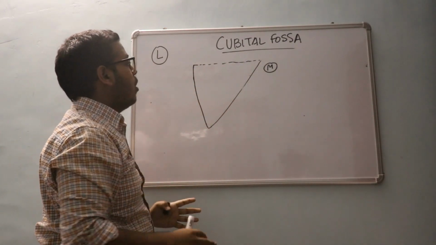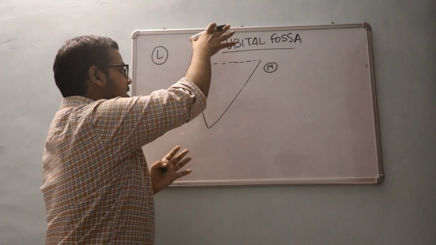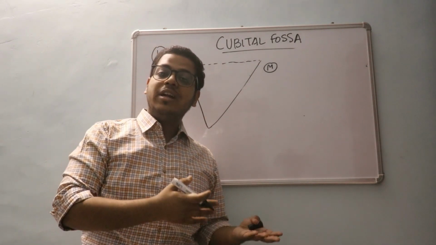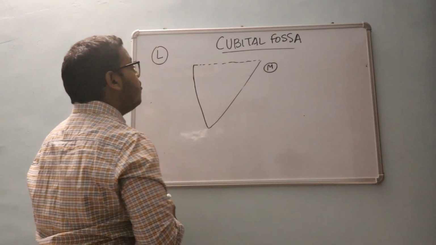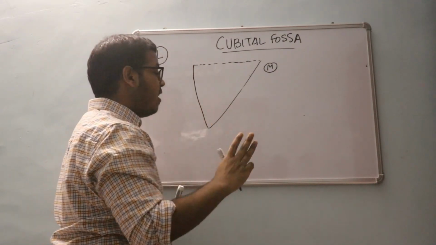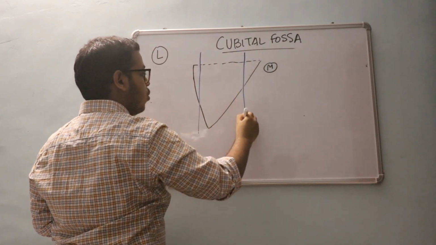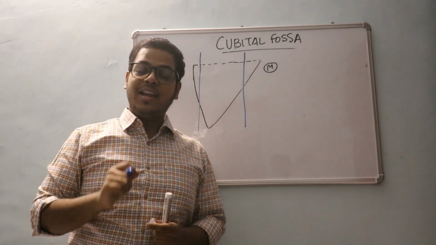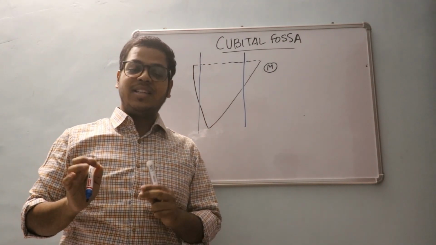Okay, so now let us imagine that this is the triangle and we are discussing the roof. What will be the roof? The roof will definitely be the superficial structures. So what are those superficial structures? We have three very important veins that go past. On the lateral side we have the cephalic vein, and on the medial side we have the basilic vein.